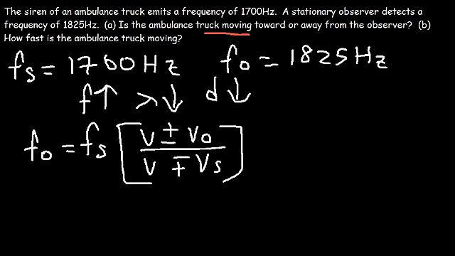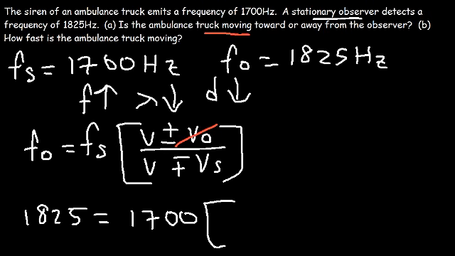Now the observer is not moving. The observer is stationary, so VO is 0. So FO is 1825. FS is 1700. V is 343. And we're looking for VS, the speed of the source, in this case the ambulance truck.